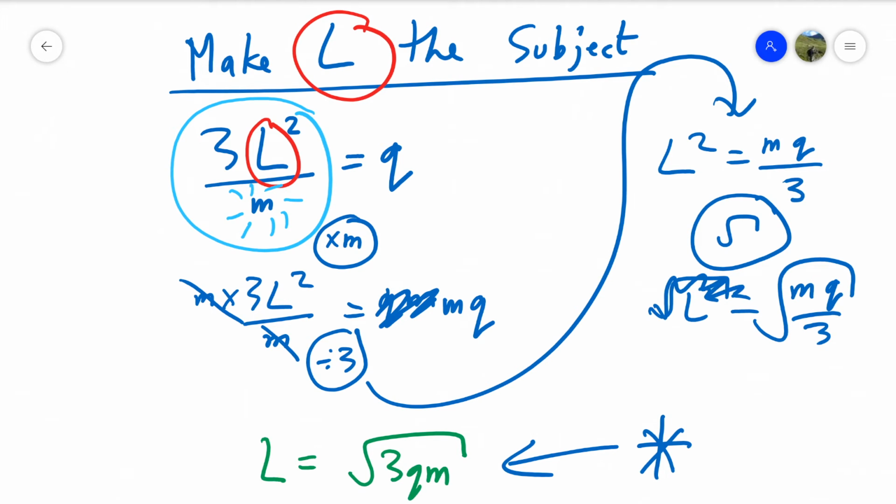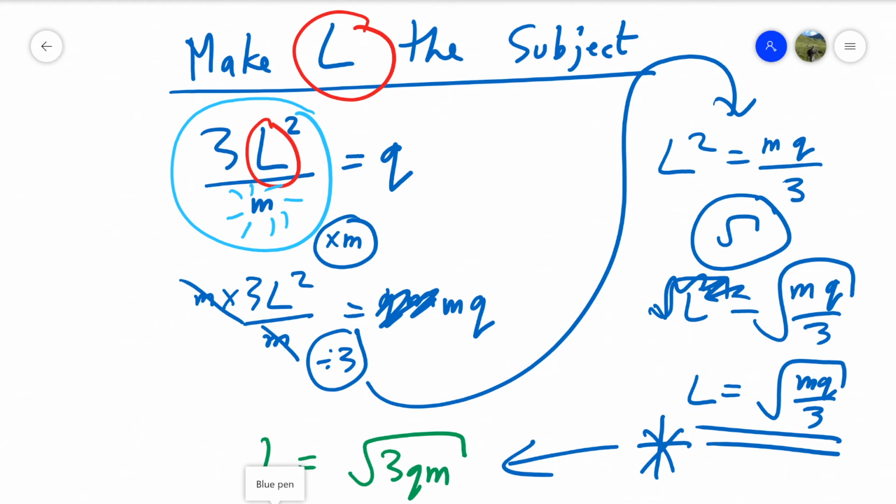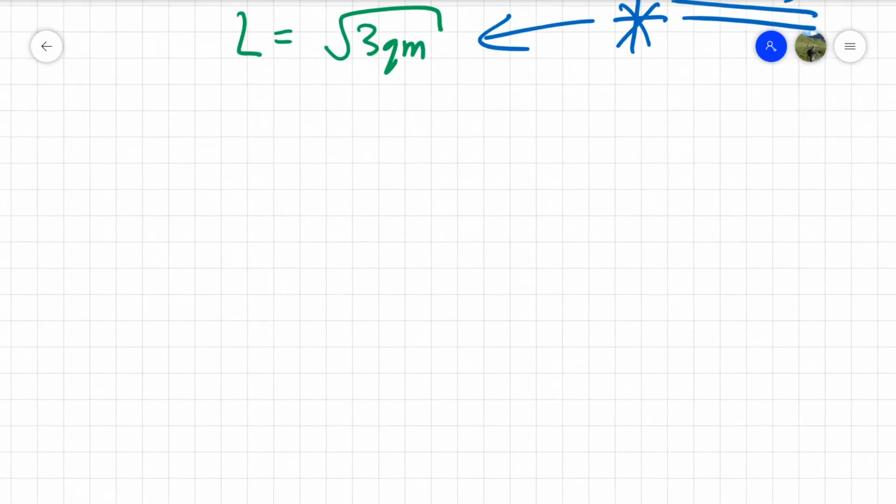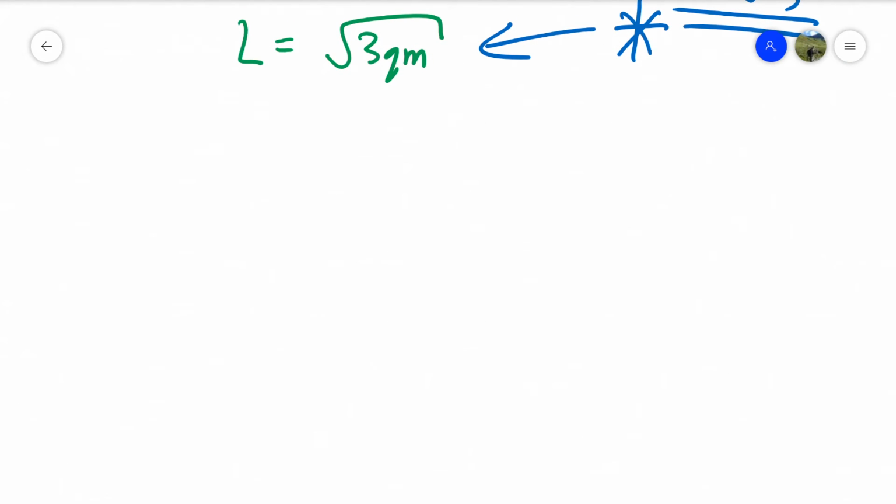And then the square root and the squared cancel, which gives me L equals the square root of MQ over 3. Ta-da! Next question. Let's do some calculates.